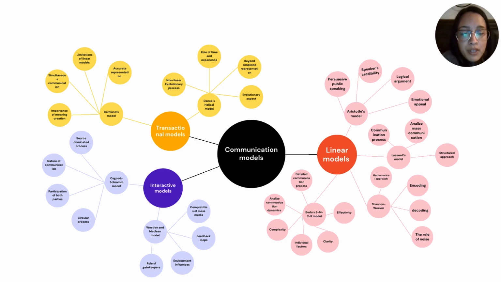Dance's helical model sees communication as a circular process that gets more and more complex. It means that it's an evolutionary process between the sender and the receiver, and it occurs in a conversation. It can diagnose communication breakdowns, predict outcomes, enhance clarity, foster relationships, and help with effective conflict resolution.